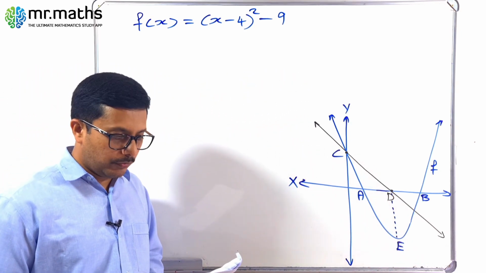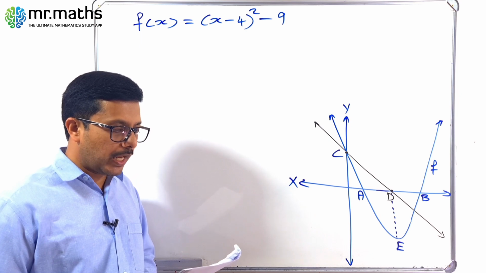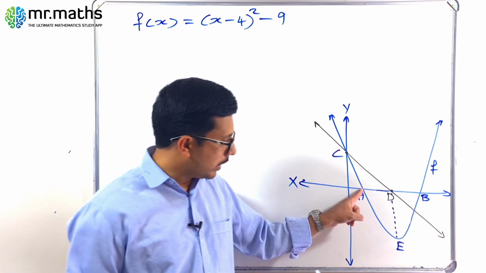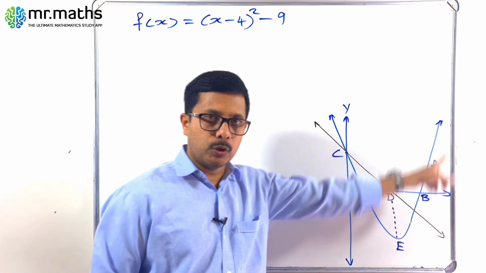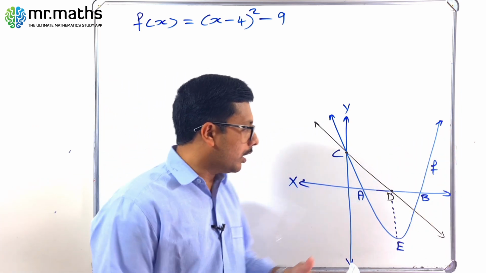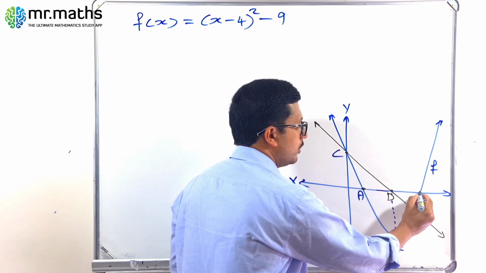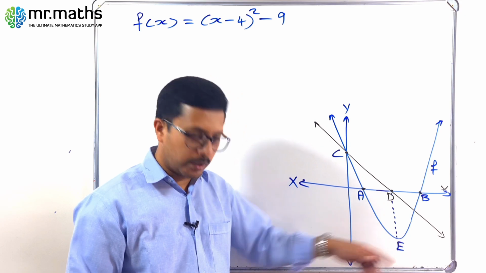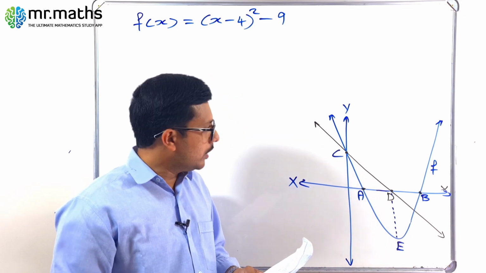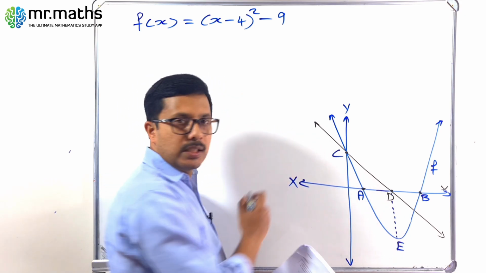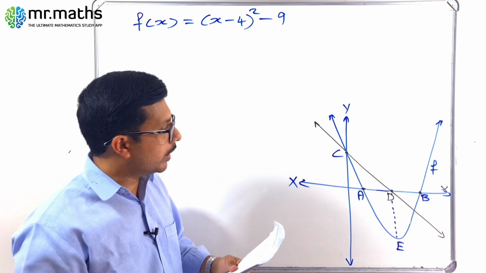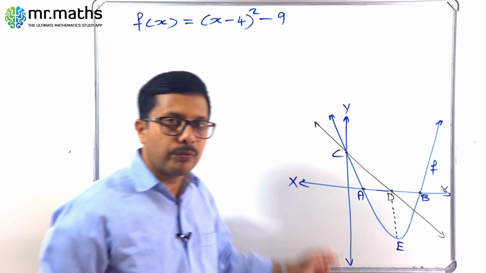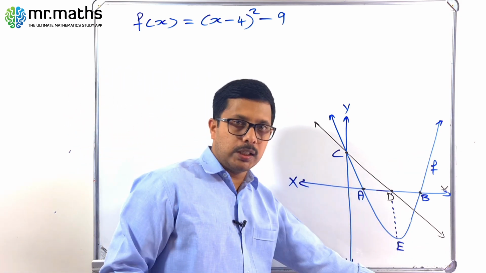Based on this, look at the first bullet. A and B are the x-intercepts of f, and E is the turning point. Here you can see that f is this parabola. You can see that these 2 points are the x-intercepts, and E is the turning point. Then C is the y-intercept. So this point C is the y-intercept of both the f of x parabola and the straight line g of x.